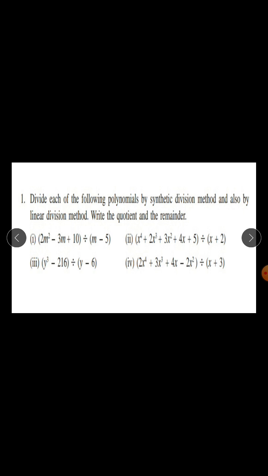So student, cancel that linear division method. We will solve only by synthetic division method. So divide each of the following polynomials by synthetic division method. In your book 6 sub questions are given. Cancel 5th and 6th sub questions. We will solve only 4 sub questions.